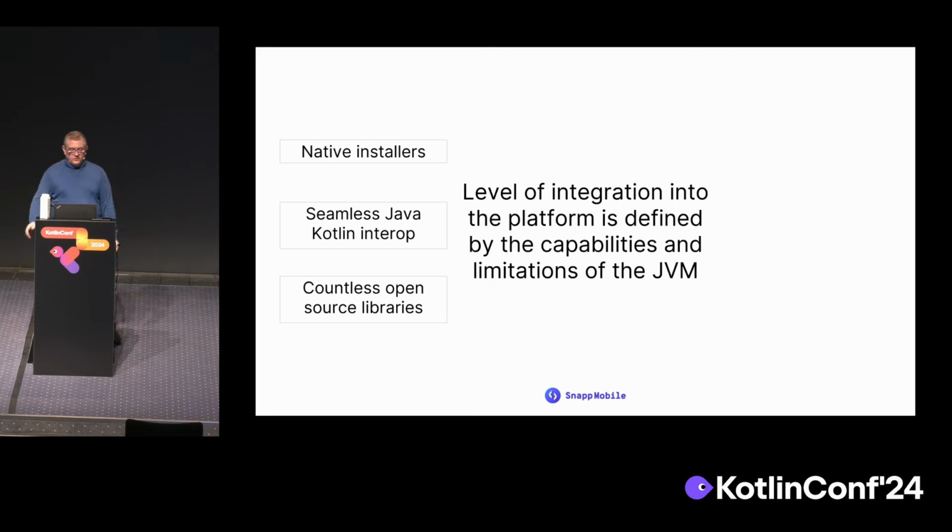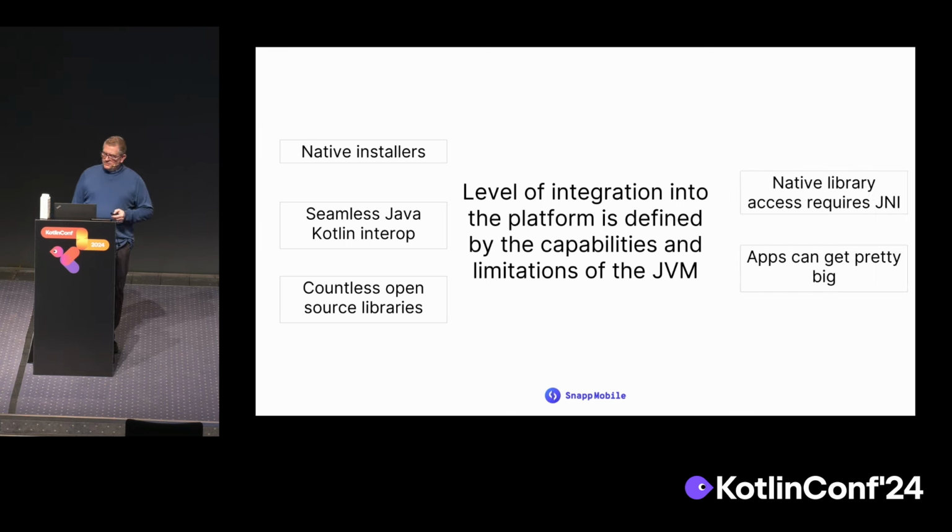Now, this does come with a lot of benefits. For example, we do get native installers, so we can package our Compose Desktop application exactly the same as we could do with our Windows applications. Would be an MSI installation file, or for macOS would probably be a DMG, or for Linux being a DEB package or something like that. We do have a seamless Java Kotlin interop, and we can use countless open source libraries in our app.